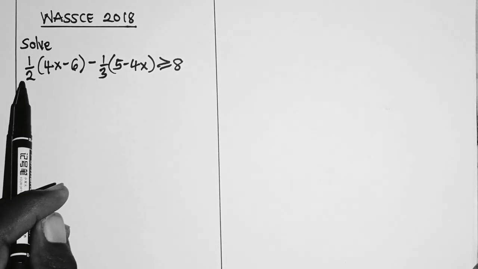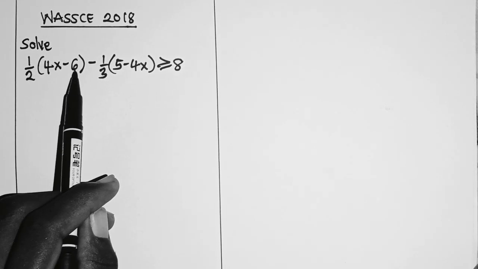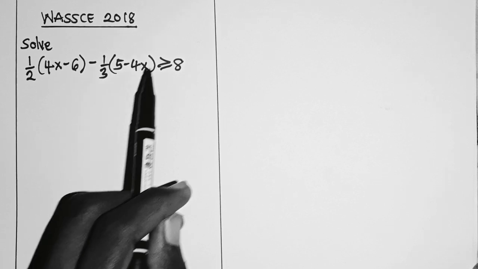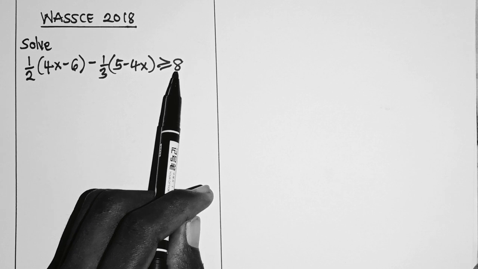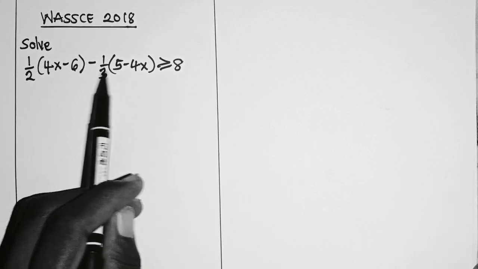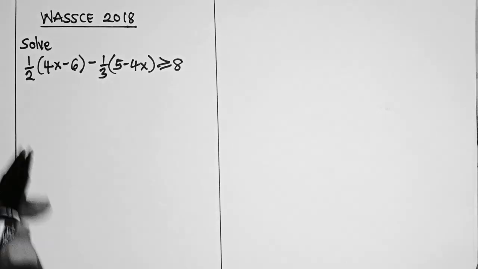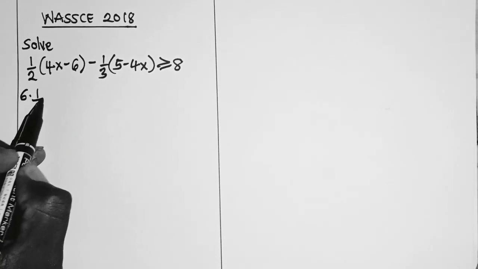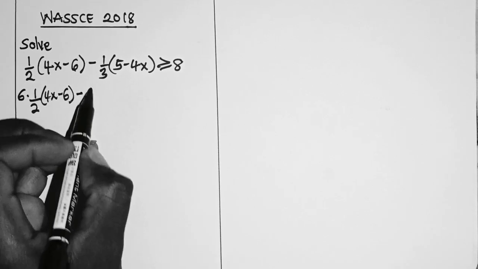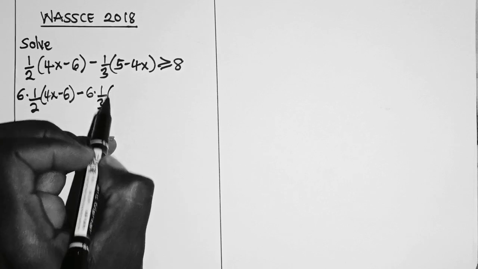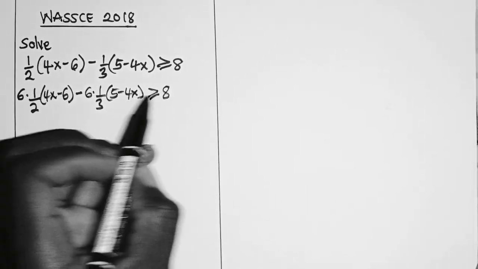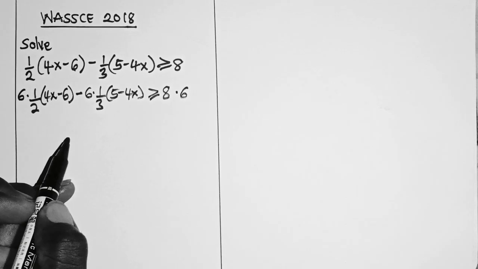Solve 1 divided by 2 times into bracket 4x minus 6 minus 1 divided by 3 times into bracket 5 minus 4x greater than or equal to 8. So now, the lowest common multiple between 2 and 3 is 6. So let's multiply through by 6. So this becomes 6 times 1 divided by 2 times 4x minus 6. Then minus 6 times 1 divided by 3 times 5 minus 4x greater or equal to 8 times 6.